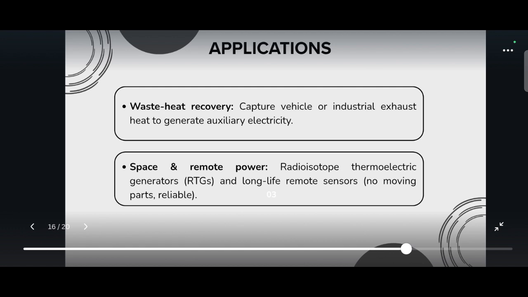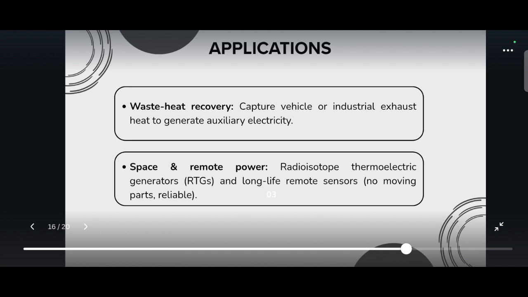Applications: waste heat recovery. Capture vehicle or industrial exhaust heat to generate auxiliary electricity. These devices can sit on hot pipes or exhaust systems and convert leftover heat into a small amount of electricity. It's not a huge amount of power, but it saves energy that would otherwise be wasted.